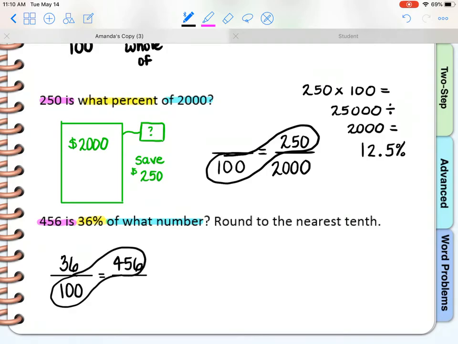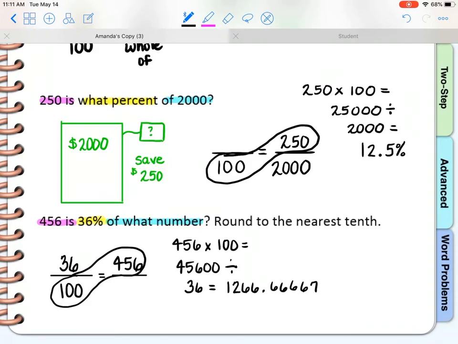Draw the peanut. If you'll draw it, you'll never miss the division. If you don't draw it, you'll end up dividing by the wrong thing. So 456 and 2 zeros divided by 36. And I expect this one to be ugly because they're telling me to round. So if you get something that fills the screen, don't panic. And we do. We get all of this until the calculator can't put any more 6's in there. So that is the answer I'm looking for.